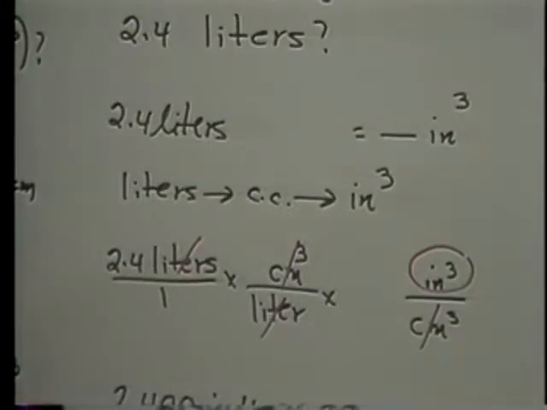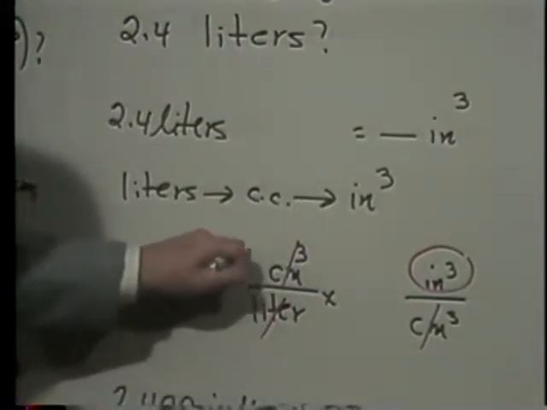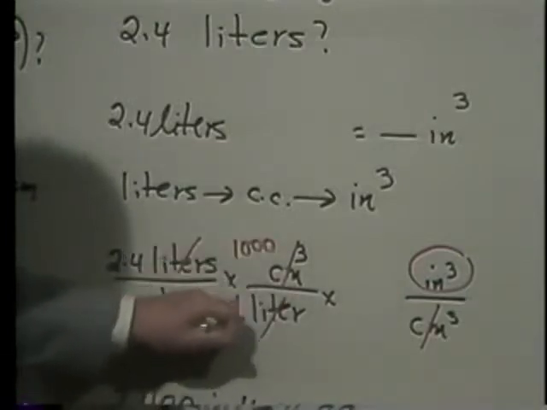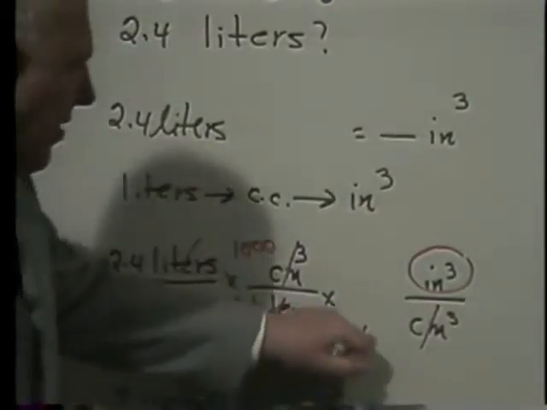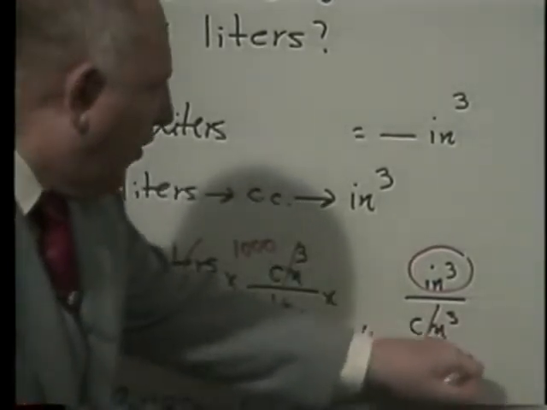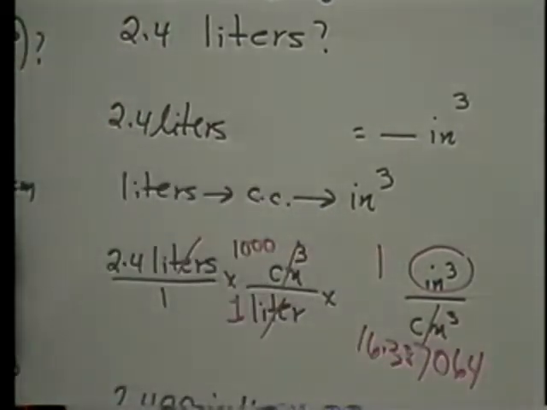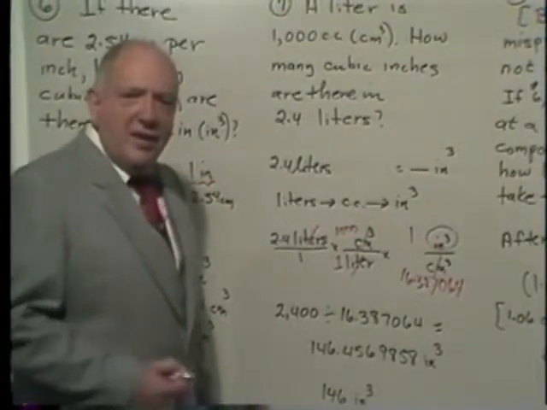Now, what are the conversion factors? Cubic centimeters and liters, well, they just told me there were 1,000 cubic centimeters to 1 liter. What's the conversion factor between cubic inches and cubic centimeters? In the previous problem, we found out that there were 16.387064 cubic centimeters per 1 cubic inch. Now the problem is all done. From here on in, it's the calculator's baby.